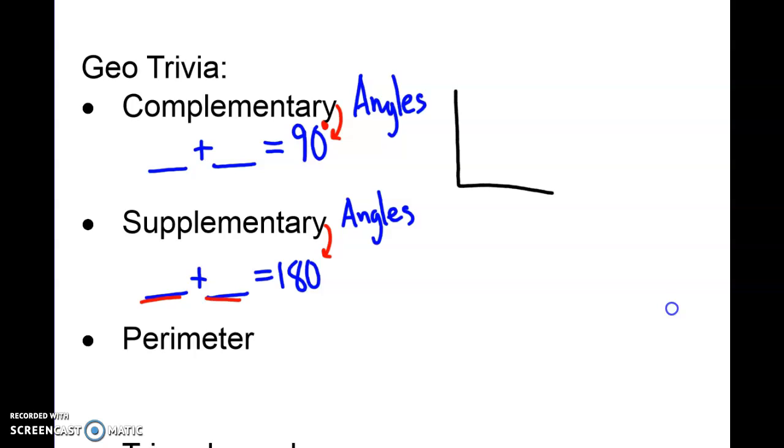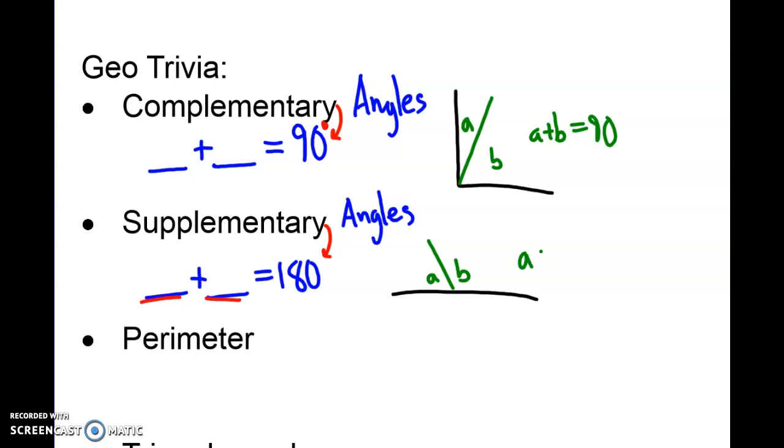Complementary, so we're looking at a right angle, and we're going to have something like this. There are two complementary angles. We'll call this one A, we'll call that one B. A plus B has to equal 90 degrees. For supplementary angles, let me do it like this, and then we'll take our angle. We have A and B. We add them up. It has to equal 180 degrees.